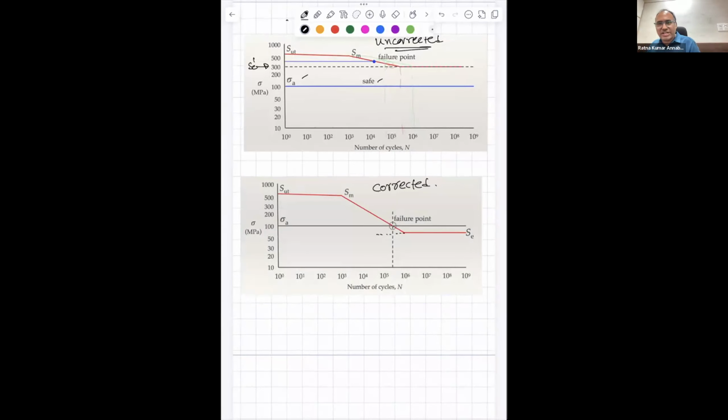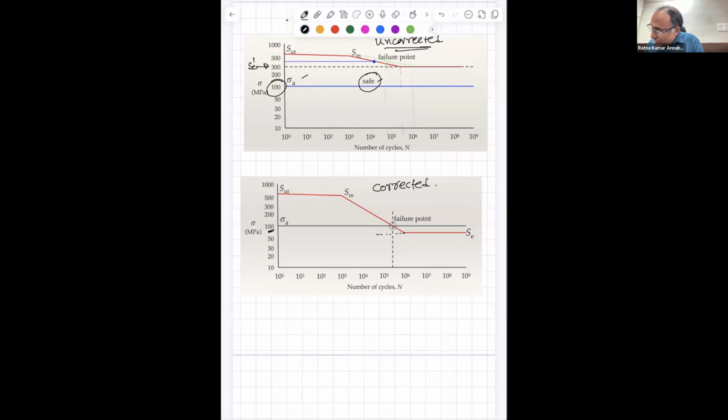It is around 68.7. Now, in the case of uncorrected, if you are applying 100 MPa, you found it to be safe, isn't it? But after applying corrections, because the situation has changed, 100 MPa is not going to give you infinite life. Any stress below 68.7 MPa will give you infinite life. Otherwise, it will have finite life.